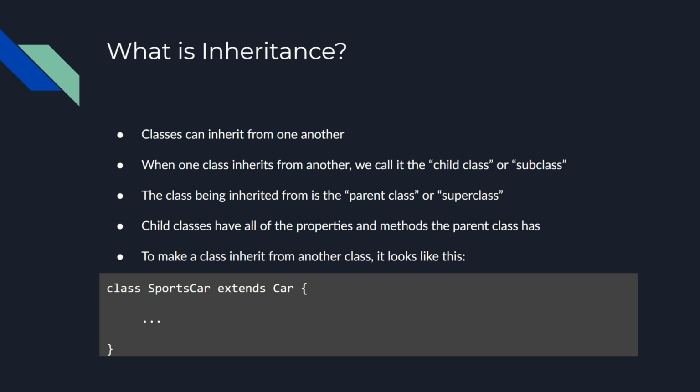Now, the child class has all of the properties and methods, all of the variables and functions, that the parent class has. To make a class inherit from another class, you use the extends keyword. When you're defining your class, you say class, the name of your class, and then extends, and the other class you want to inherit from. Very simple to do, but difficult to understand.